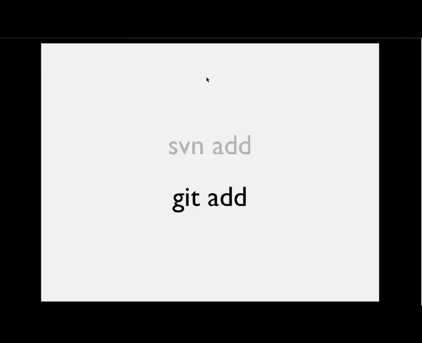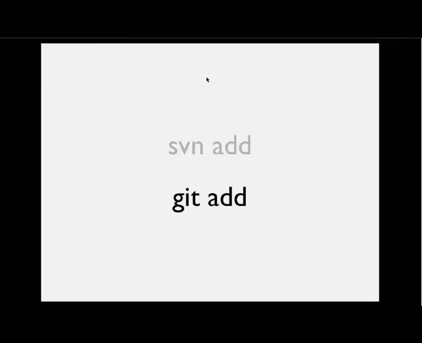Git add is not just used for adding files that are not under version control yet, but you also use git add to add files to what is called the staging. Staging in Git is basically a list of files that you want to commit at a later point, but you are not committing it yet.